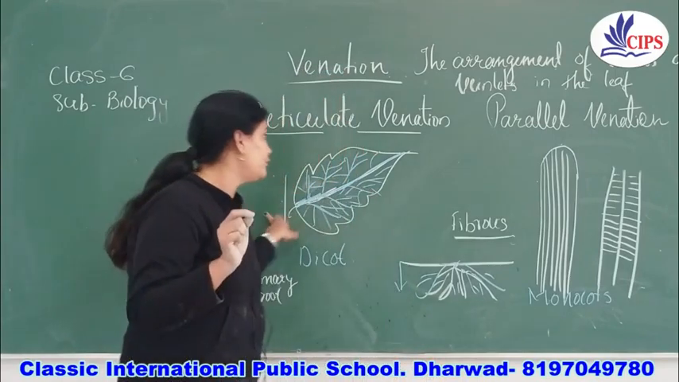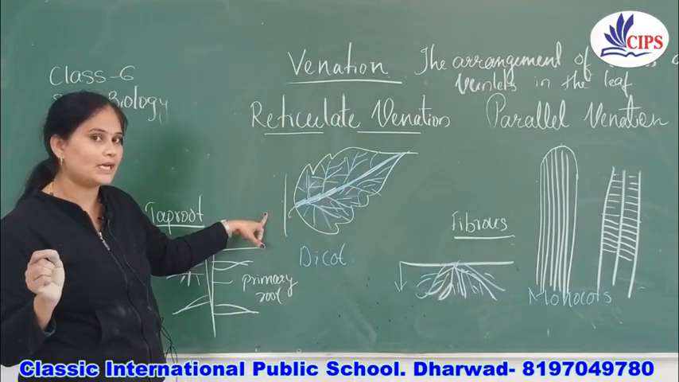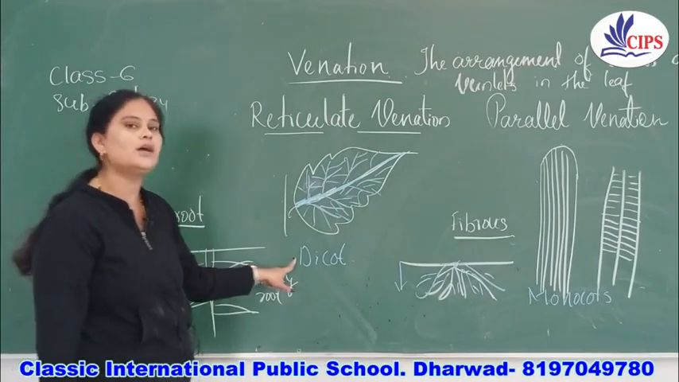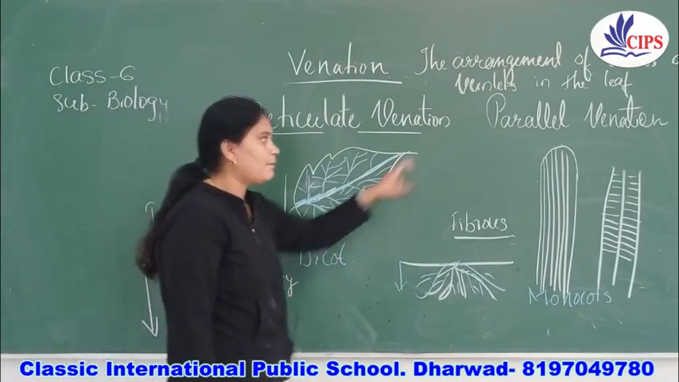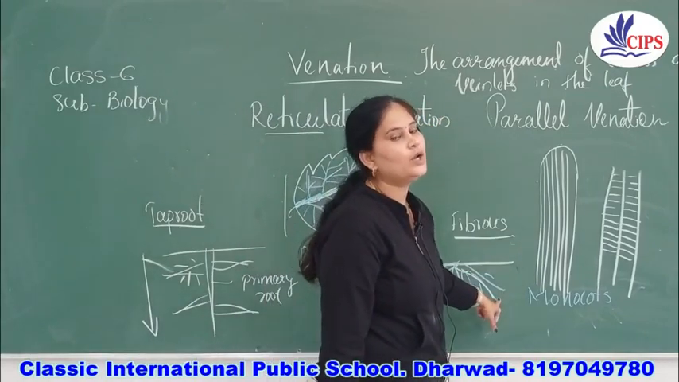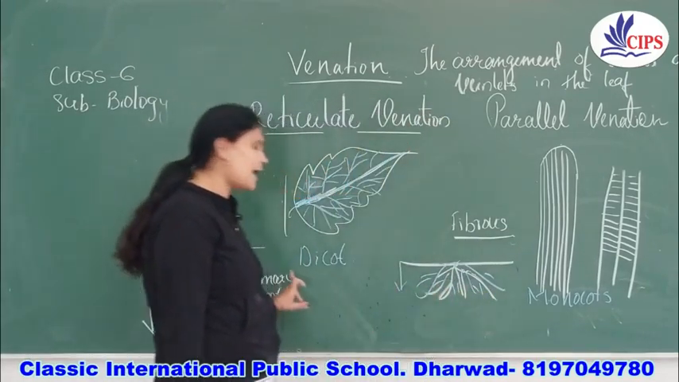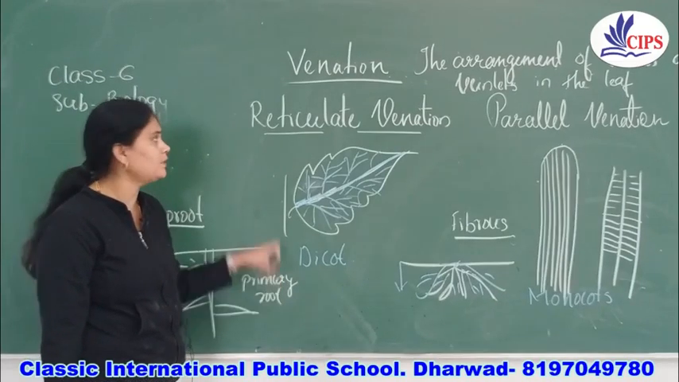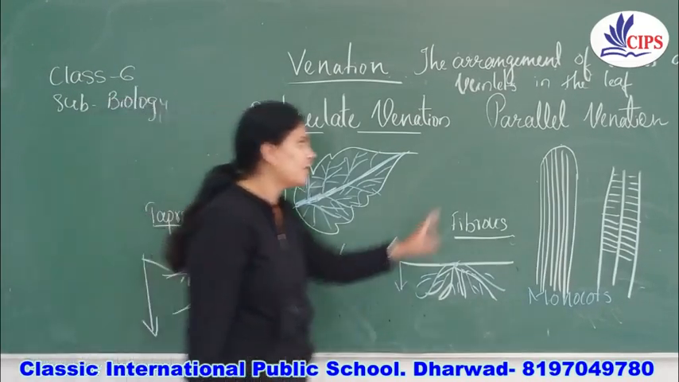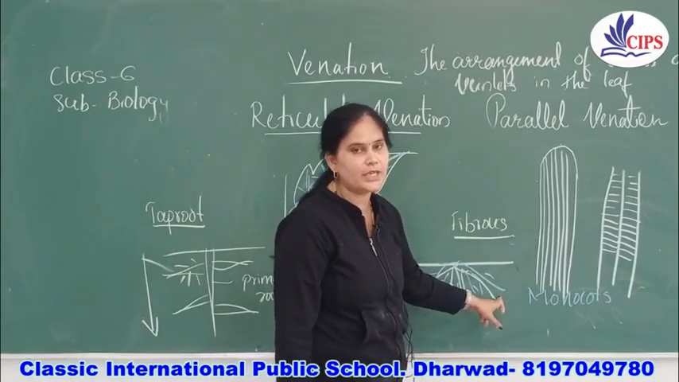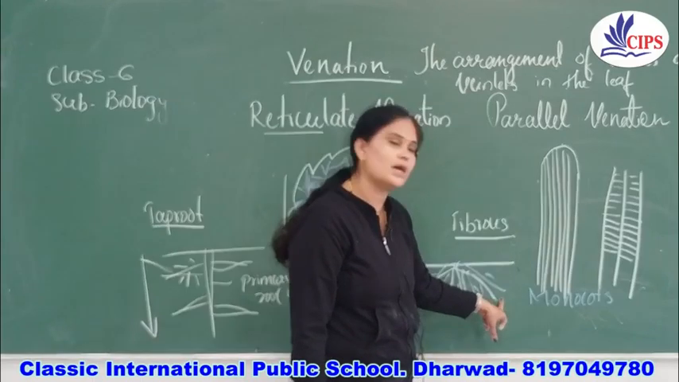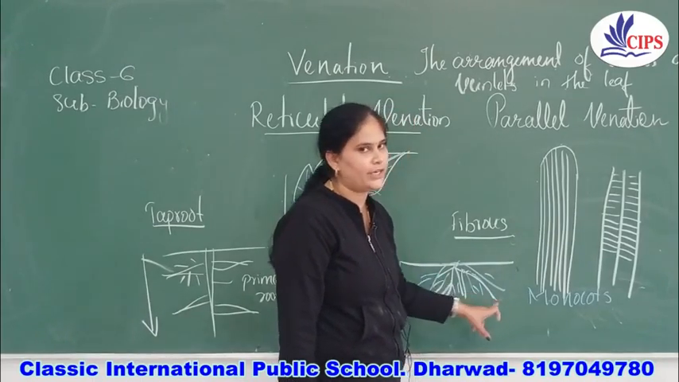Okay, and one more difference between the reticulate and the parallel venation: the reticulate venation is seen in the dicots, and the parallel venation is seen in the monocots. Examples like mustard and mango are examples of reticulate venation, whereas examples of parallel venation are grass and bamboo, right?